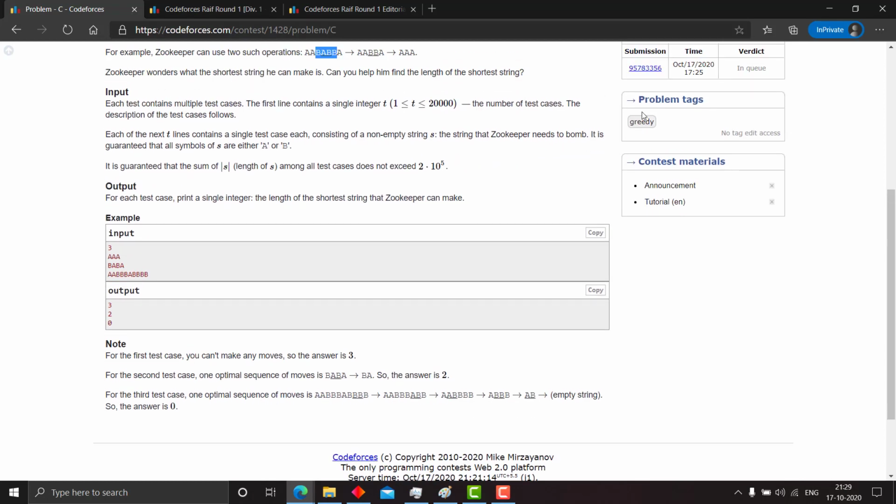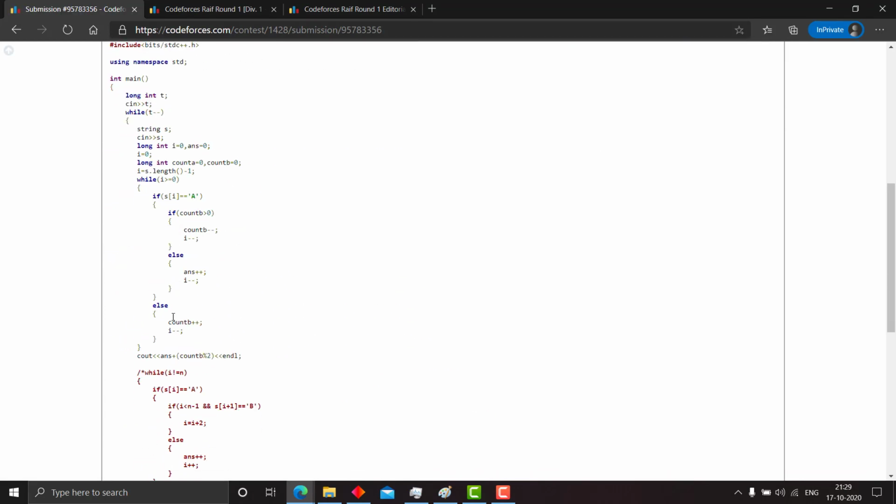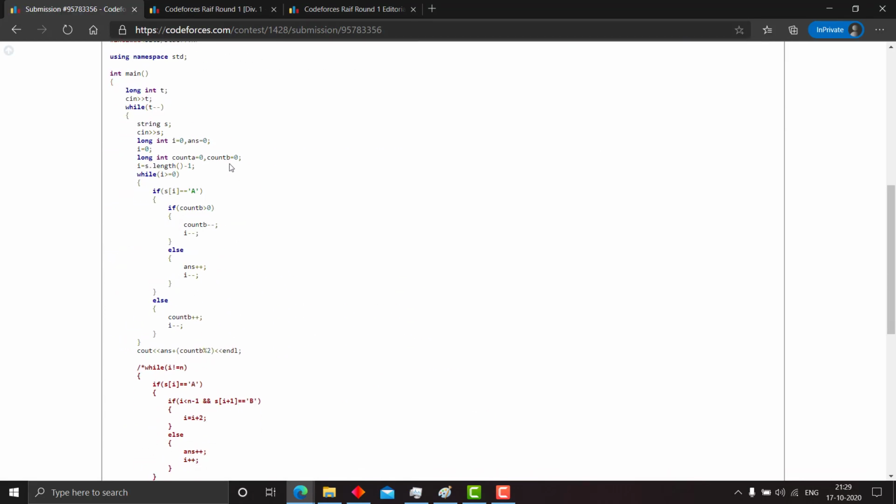So let us look at my code. What I do is I take a count A variable and a count B variable, and I start from the end. If it is A and if count B is greater than 0, then count B minus minus, i minus minus. Otherwise, if count B is 0, that means I cannot combine it with anything, so I increase the answer by 1 and i minus minus.